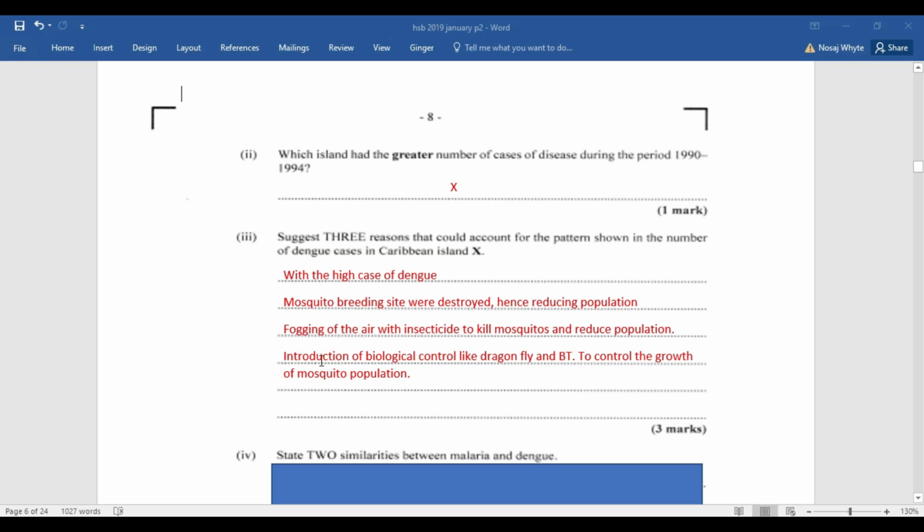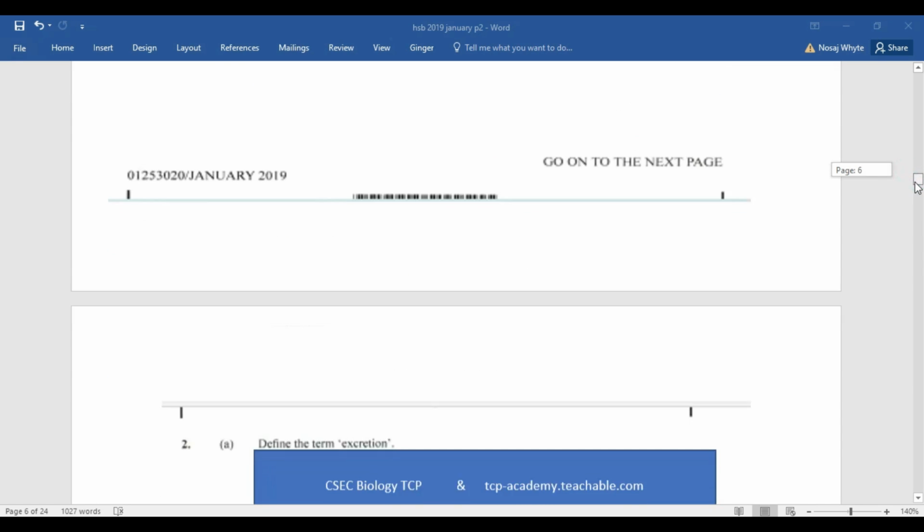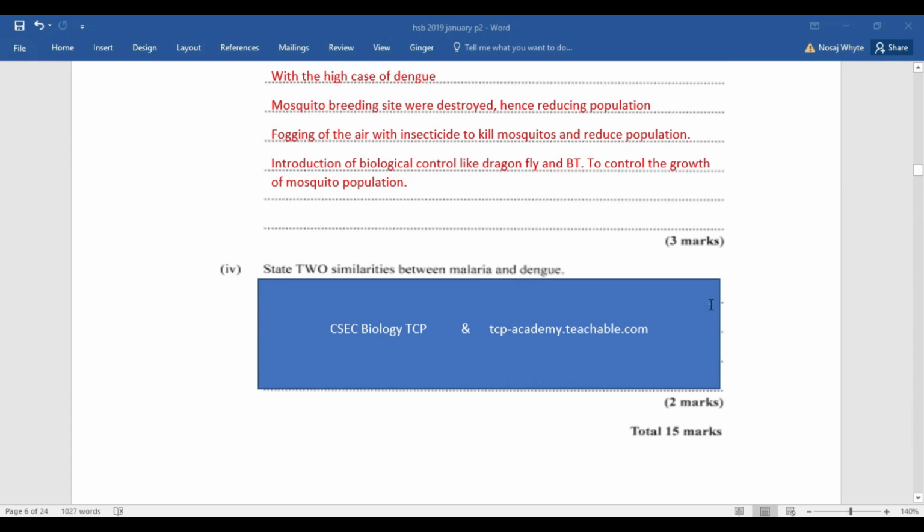Also, the introduction of biological control like the dragonfly and Bacillus thuringiensis (BT) to control the growth of the mosquito population. So any one of those 3, if you were supposed to control the population of the vector, which is of course, as it were for dengue, the Aedes aegypti, then of course you would have controlled or reduced the spread of dengue. So I honestly think that these could have been plausible reasons for the reduction or the pattern that we would have seen.